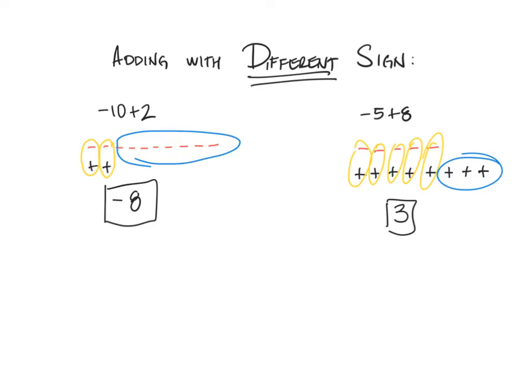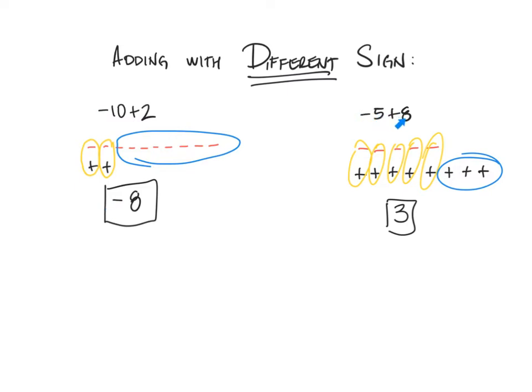And then here on this one, I have more positives than I have negatives. And so once these 5 negatives canceled 5 of these positives, I was just left with 3 of these positives. So what we know is that the sign of our answer is going to match the sign of the number up here that has the larger absolute value. Okay, so this one has the larger absolute value, so it's a negative. So the sign of our sum is going to be a negative.